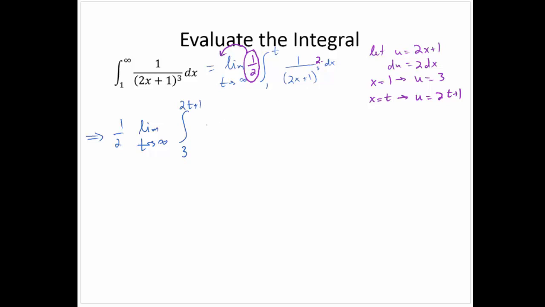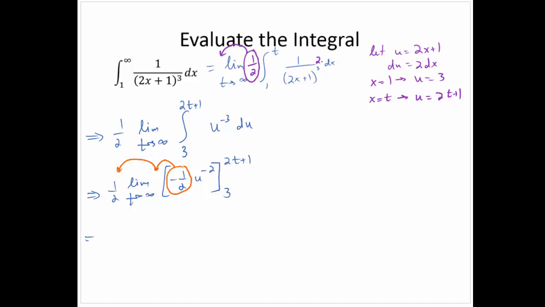And I have u to the negative third du. So then this becomes 1/2 limit t approaching infinity. The antiderivative of u to the negative third would be negative 1/2 u to the negative second, and we will evaluate that from 3 to 2t plus 1. And again, since this negative 1/2 is a constant multiple, we are allowed to bring that outside the evaluation and then outside the limit.